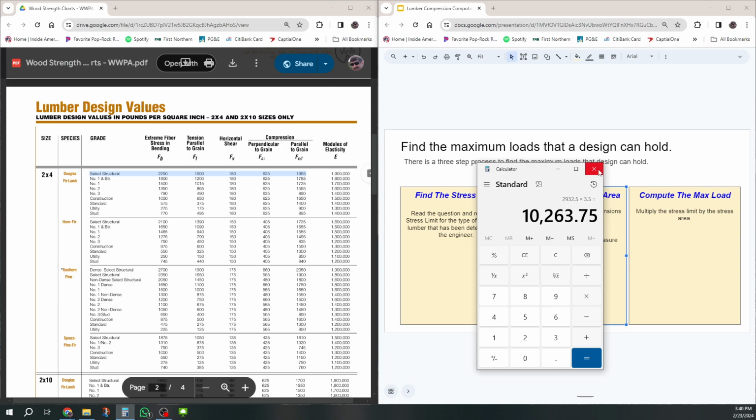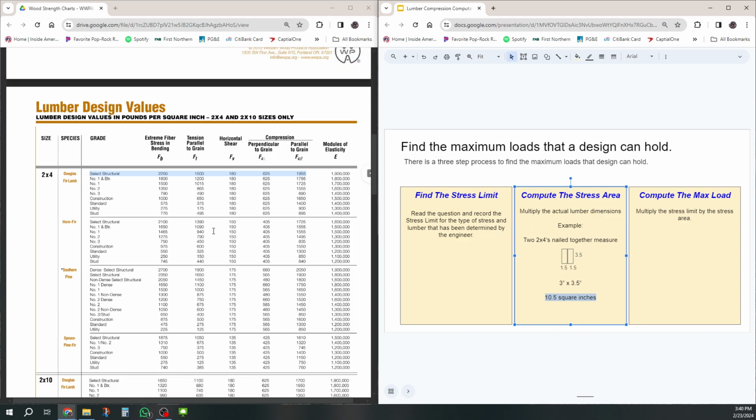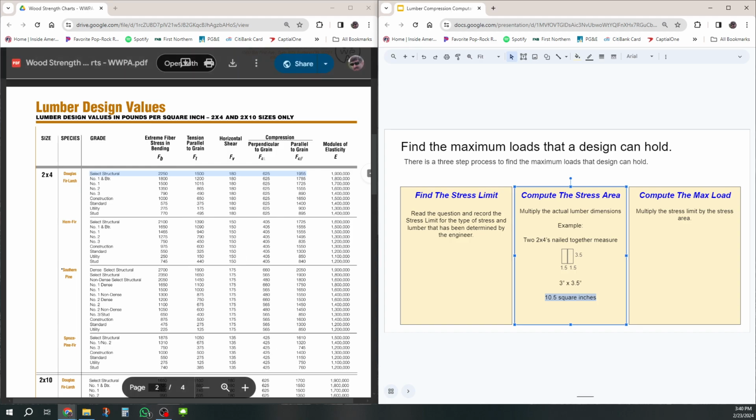Okay, so those are the ways that you can use these tables to answer questions, make some computations, and answer questions about the design.